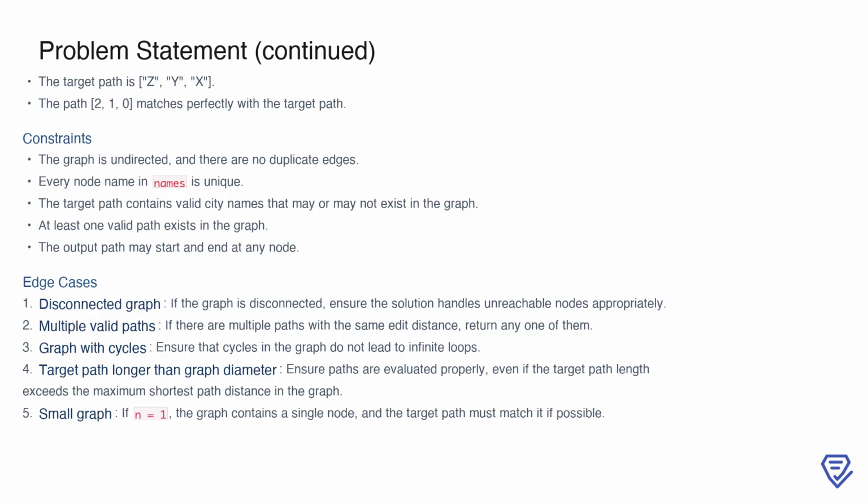To summarize, the problem includes constraints like the graph being undirected and free of duplicate edges, and the solution must consider edge cases such as disconnected graphs, multiple valid solutions, or graphs with cycles. The target path will always contain valid city names, but it might not always match perfectly with the graph, so the solution must find the closest possible path in terms of edit distance.